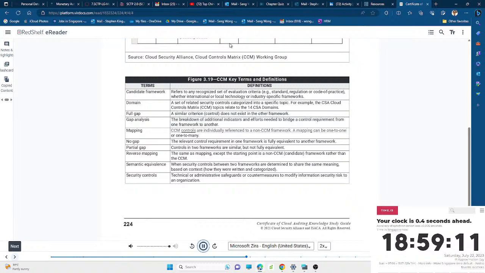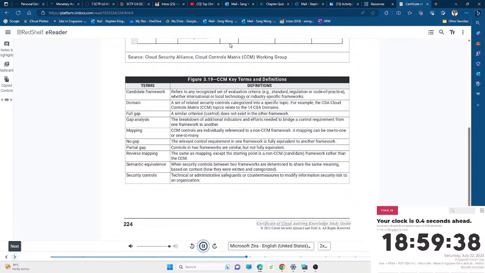Mapping: CCM controls are individually referenced to a non-CCM framework. A mapping can be one-to-one or one-to-many. No gap: the relevant control requirement in one framework is fully equivalent to another framework. Partial gap: controls in two frameworks are similar, but not fully equivalent. Reverse mapping: the same as mapping, except the starting point is a non-CCM candidate framework rather than the CCM. Semantic equivalence: when security controls between two frameworks are determined to share the same meaning, based on context, how they were written and categorized. Security controls: technical or administrative safeguards or countermeasures to modify information security risk to an organization.